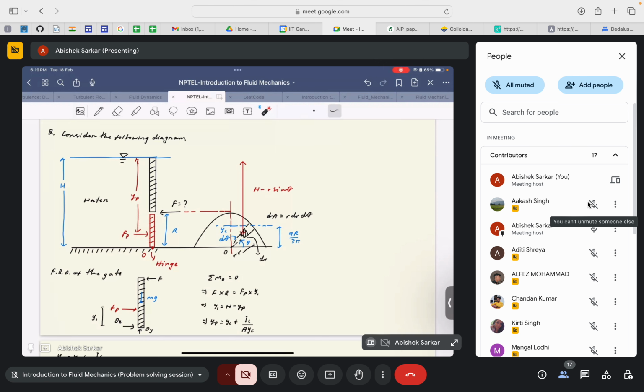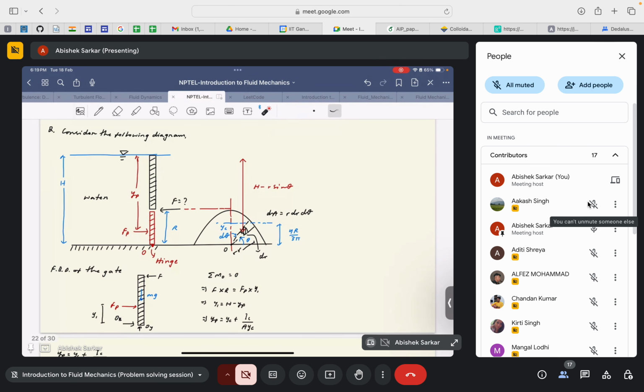And since we want to control the motion of this gate, we want that it should not open by itself, rather it should open at the point where we want it to open. For example, in the case of dams, like the gates in the dams, we do not want them to open automatically.